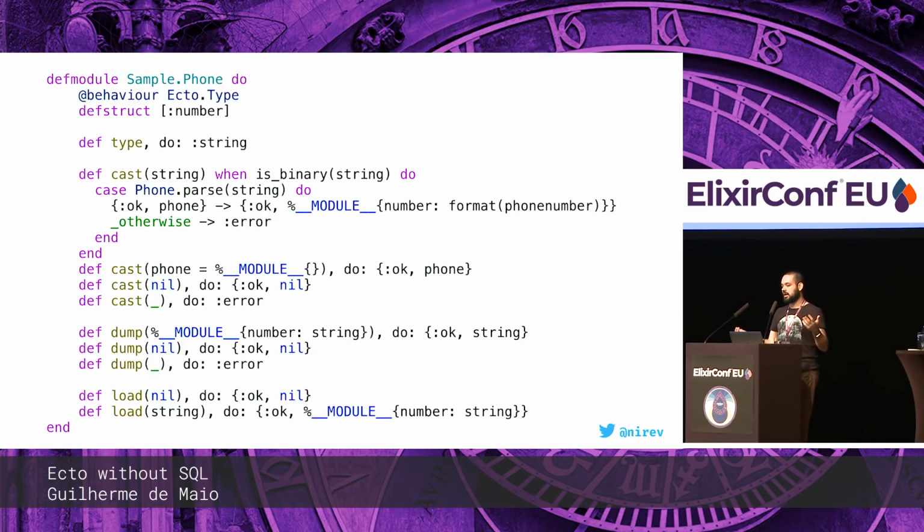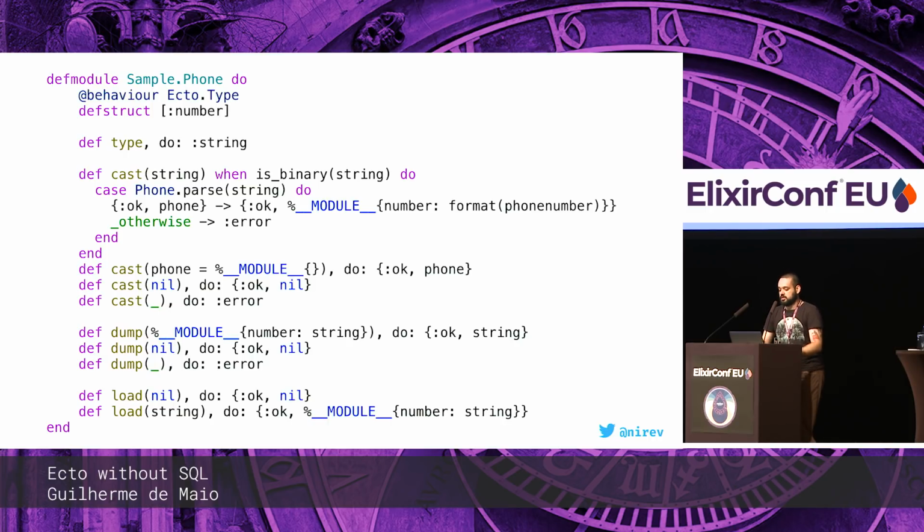So I can get a phone that is a string, and then I can parse it and build a module that has a number. Or I can receive a module, a structure that was previously built, so it's already parsed, so I just take that. And then dump is the same thing. I have my Elixir structure, I just need to transform that into data that goes to the database. So it's the string, and when loading, I get the string from the database, and I transform that into my Elixir struct.